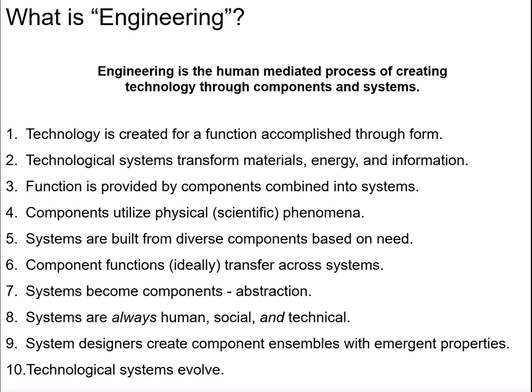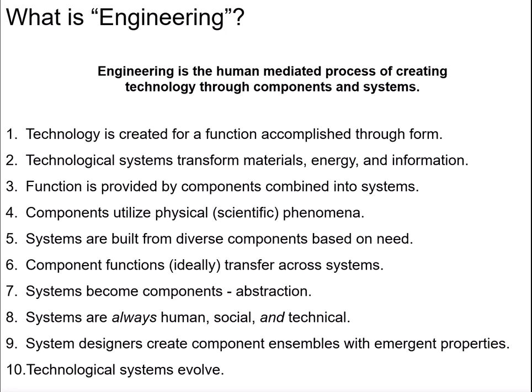And a lot of your other engineering science classes have been learning about things down on the component levels, like inductors or transistors or whatever. But we build systems. We design systems from a diverse set of components based on need, based on the function we want to perform. And these component functions ideally transfer across systems. In other words, once I design an amplifier module from resistors, capacitors, and transistors, I can use that amplifier in a lot of different applications. And in this way, the systems we design become components. This is the process of abstraction. It's really important in engineering.